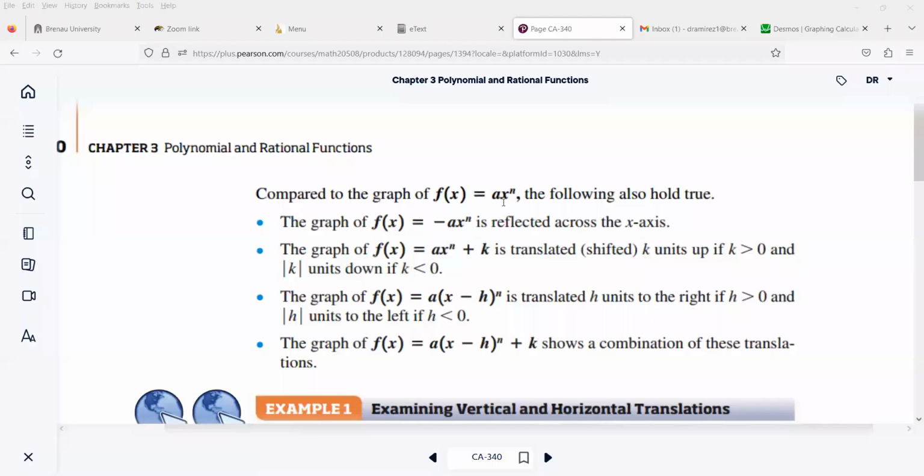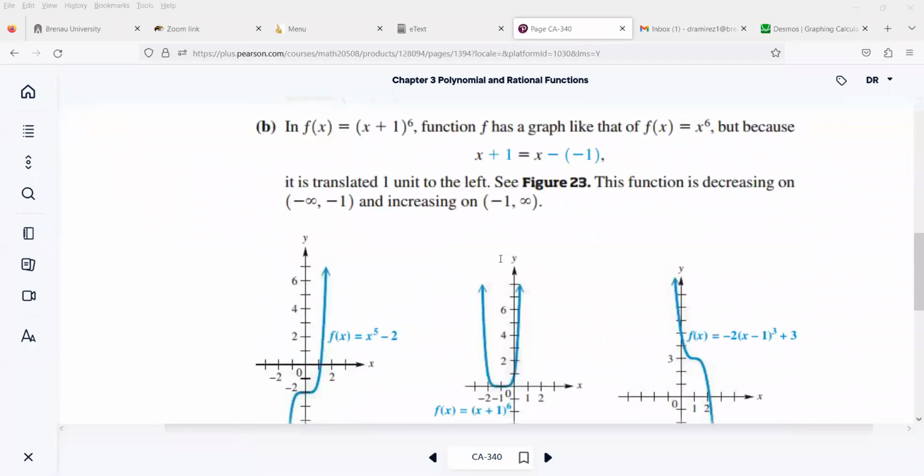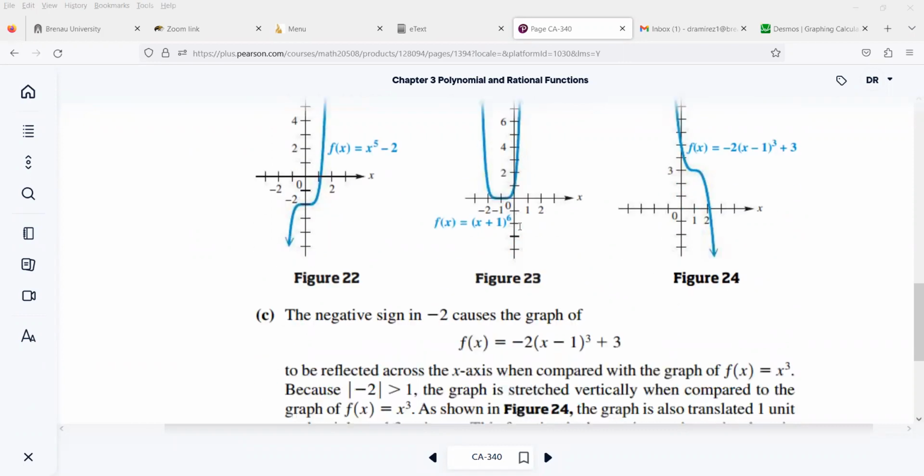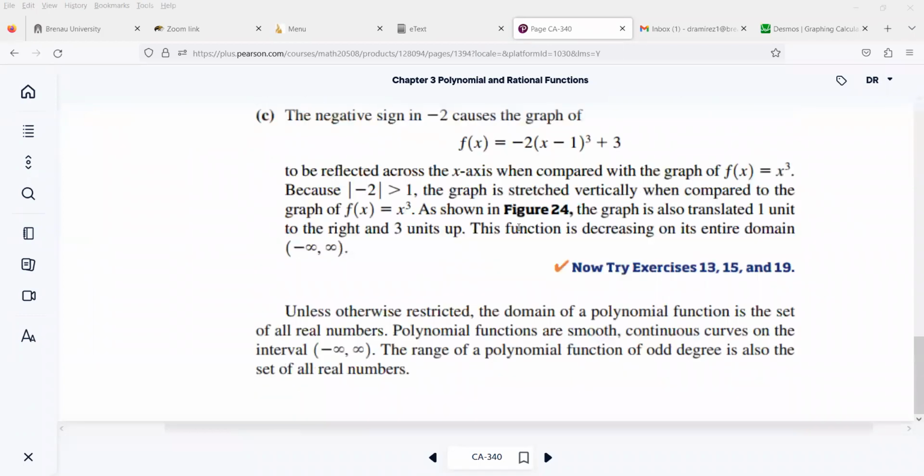Okay, so far we have done the most basic polynomial function, x to the n. We have seen some of the transformations. We did these examples, so if you want a more detailed graph, there we have them. So unless otherwise restricted, the domain of a polynomial function is the set of all real numbers. Polynomial functions are smooth, continuous curves. Smooth means that you don't have any sharp turns. Continuous curves on the interval -infinity to infinity. And the range of a polynomial function of odd degree is also the set of all real numbers. Maybe I should copy that.